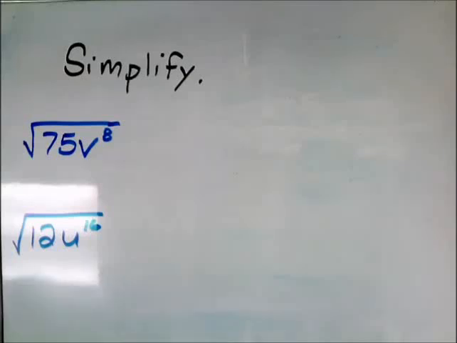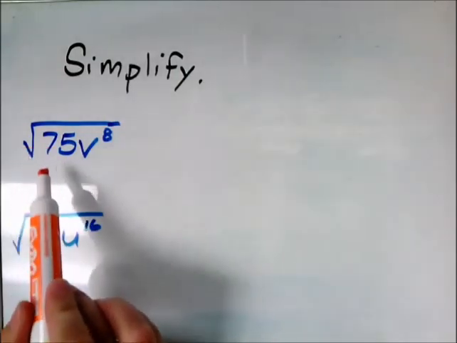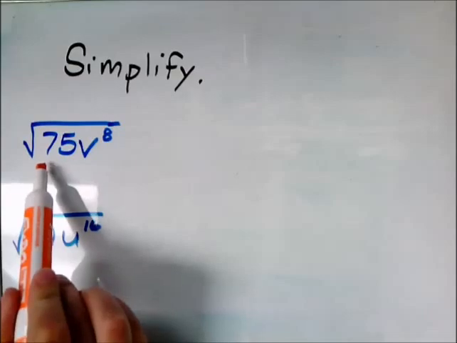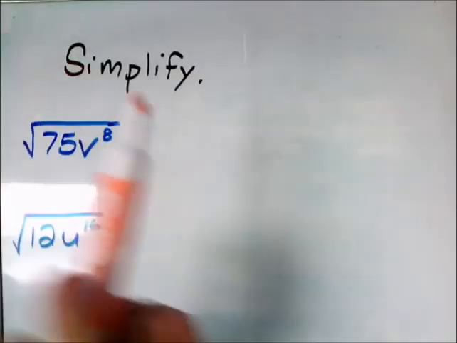Here we're going to look at simplifying square roots, but now we have numbers and we have a variable underneath. And so actually it turns out the variables are almost easier than the numbers. When we look at 75, we can't take the square root of 75, but we have to brainstorm, does 75 have any factors that we can take the square root of?